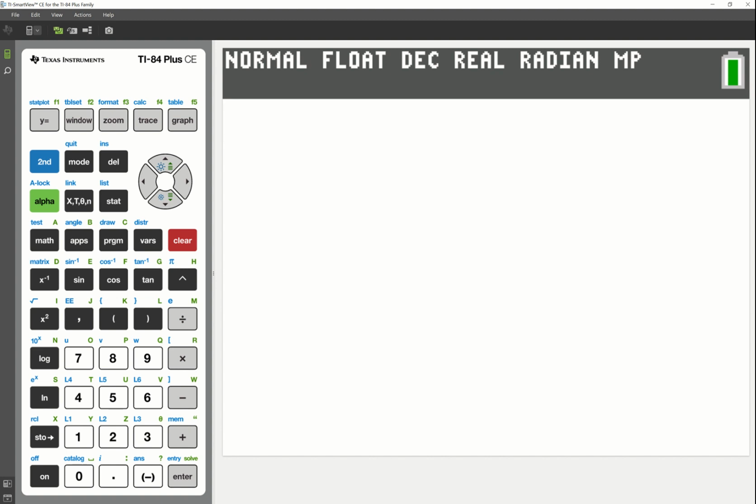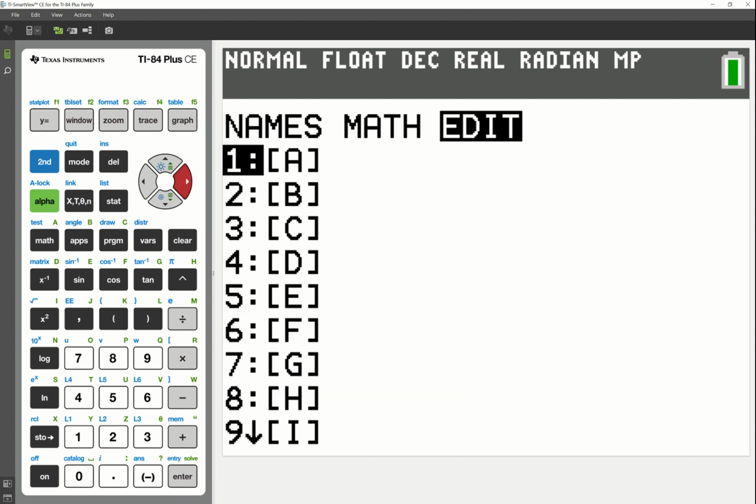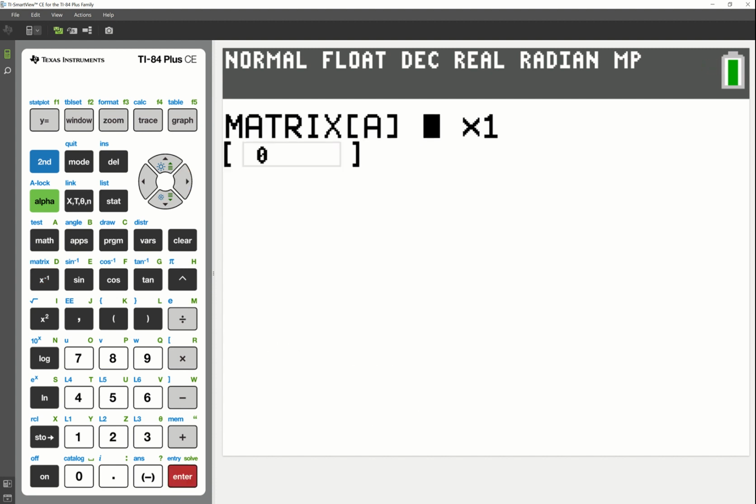So just to review how you get to your matrix menu, that's going to be second and then the x to the negative 1 button. That's 3 buttons down in the same column. And so you can see it says the word matrix in front of it. We're going to go ahead and arrow over to the Edit tab and press Enter on matrix A.